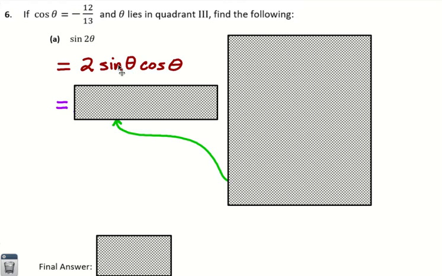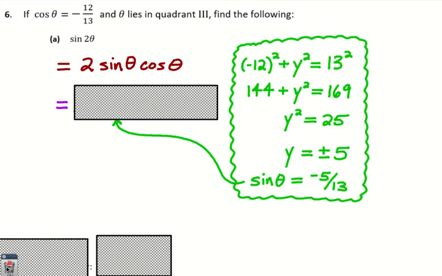Well, this is where you need to brush off your old Unit 1 skills and remember that you can take this as, well, I can say x is negative 12 and r is 13, and I can use the Pythagorean theorem to figure out that y ends up being negative 5.